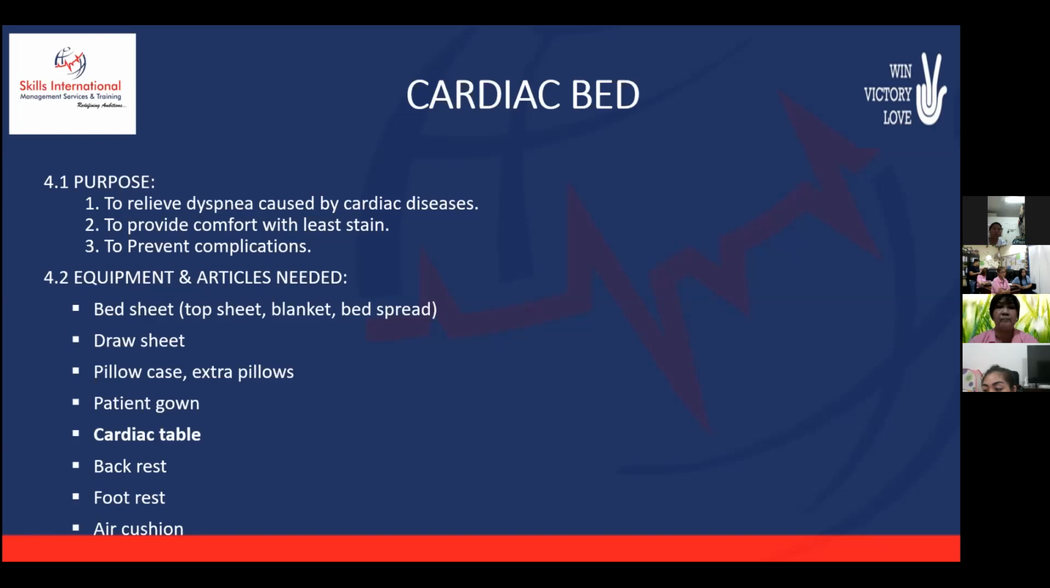What are the equipments and articles we need? Bed sheets, draw sheets, pillowcase, patient gown, cardiac table or the food table tray, the backrest, footrest, and air cushion. So remember that in a cardiac bed, we need to prepare the food table tray or the cardiac table as we call it.